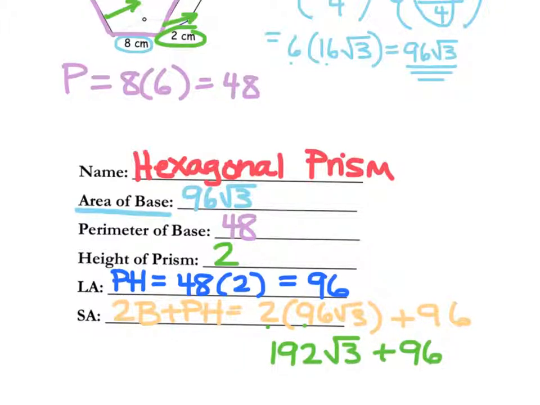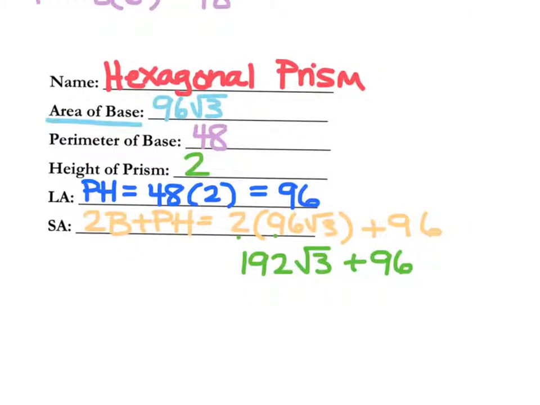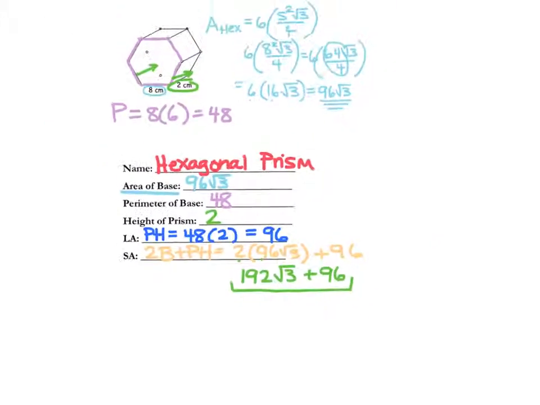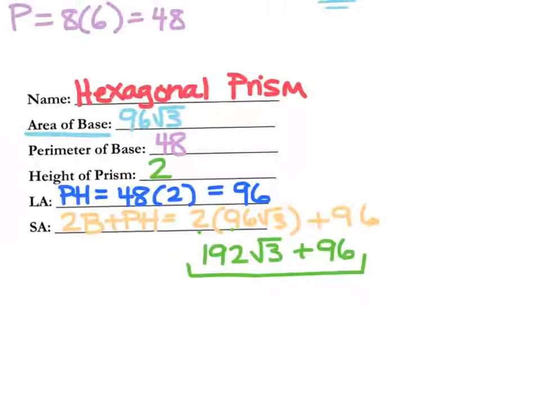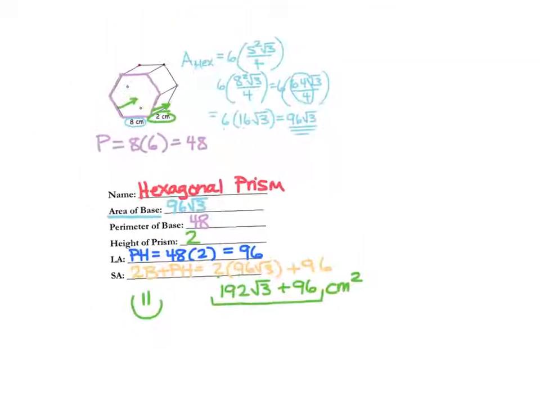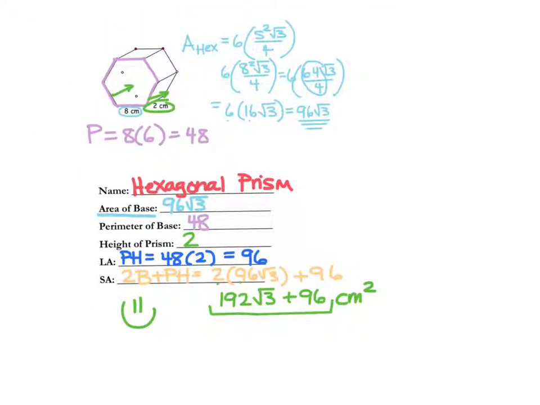That's it, guys. Do not combine your radical with your whole number. You just want to leave it like this. That is your answer. Let's see if we have units here. Centimeters, so centimeters squared. And that's it. This is going to take some practice, but there's an example for you.